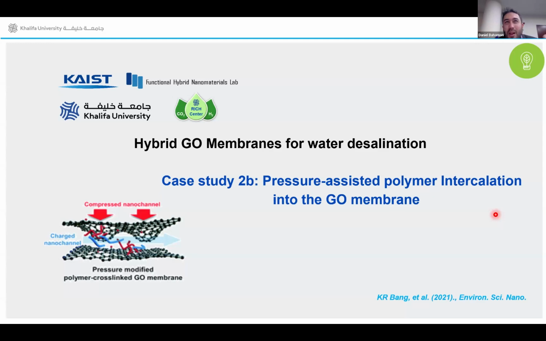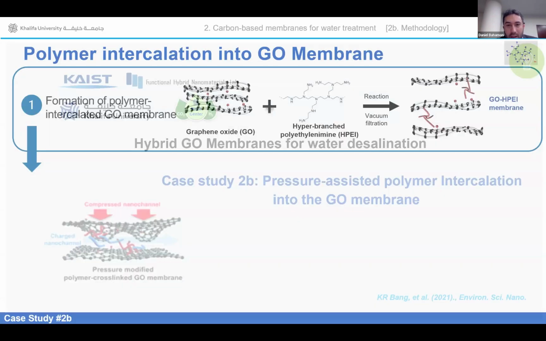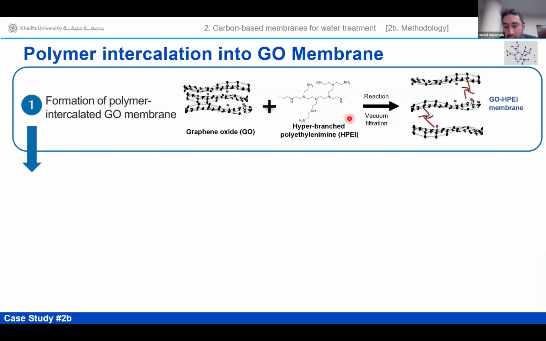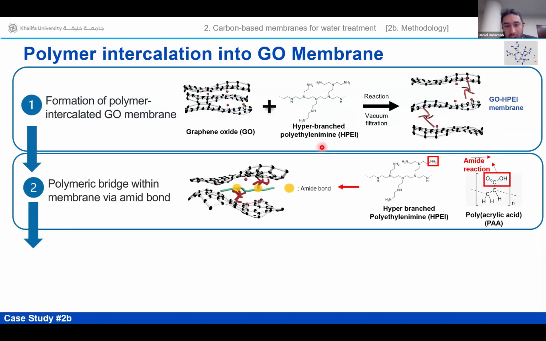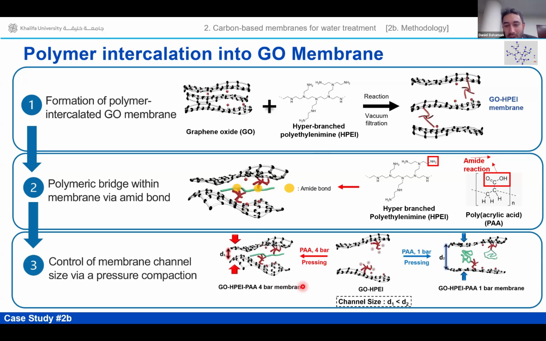Instead of making use of the electrostatic interactions between the molecules and the graphene oxide, we are chemically bonding these polymers with the graphene oxide and forming some hybrid structures. The idea is basically to intercalate these polymers called polyethylamine and polyacrylic acid, just forming an amide bond between the two polymers, and being able to, let's say, maintain the interlayer distance by applying specific pressure in the system.